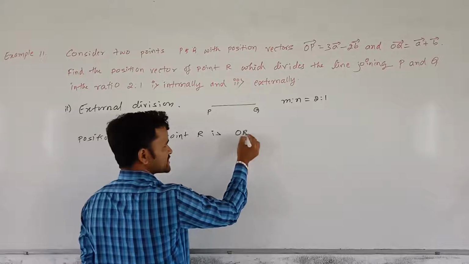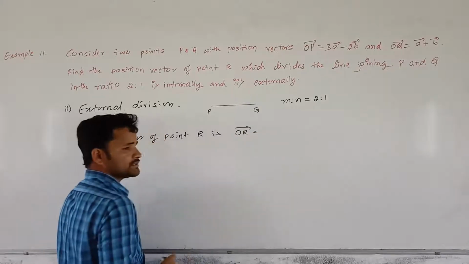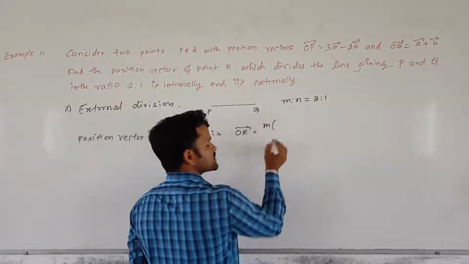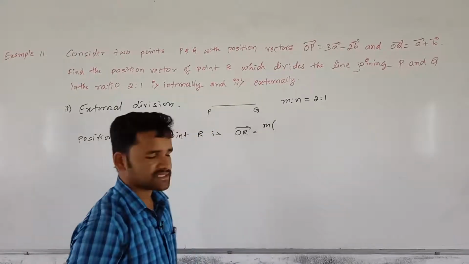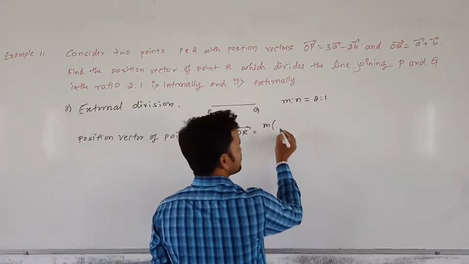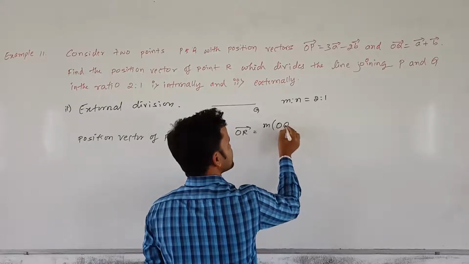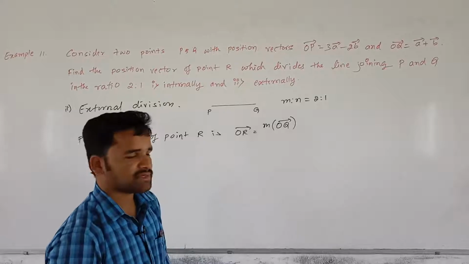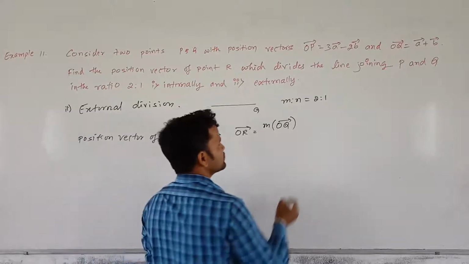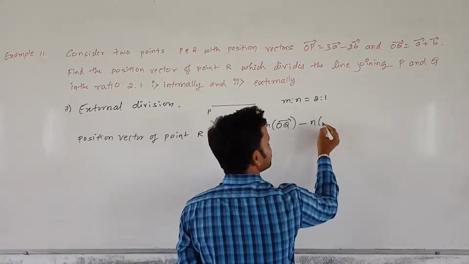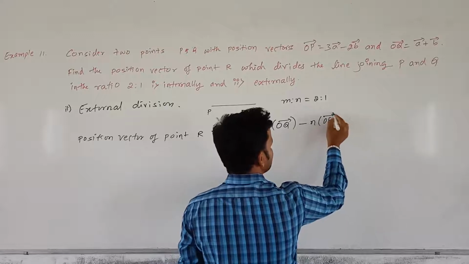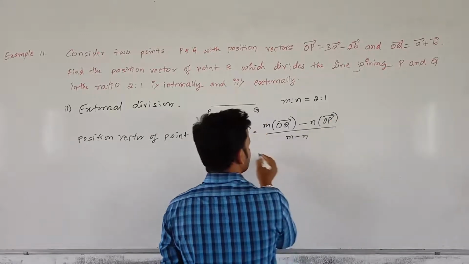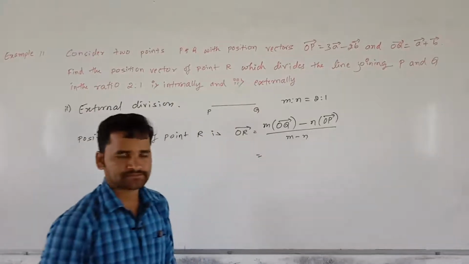we should write it as vector OR, which is equal to, same way, m into position vector of the second point. What is m into second point here? Second point is vector OQ, means position vector of second point Q is OQ, minus n into position vector of first point, that is vector OP, divided by m minus n. This is how we should remember.